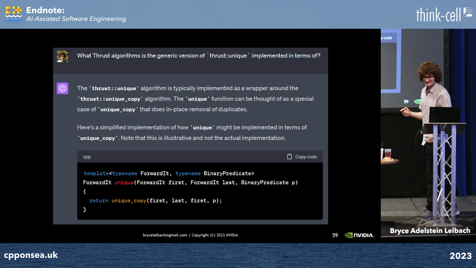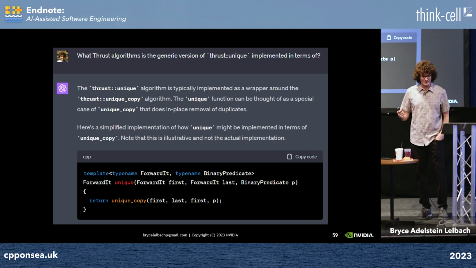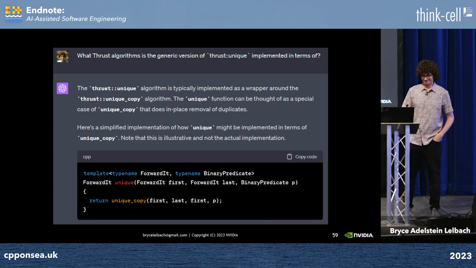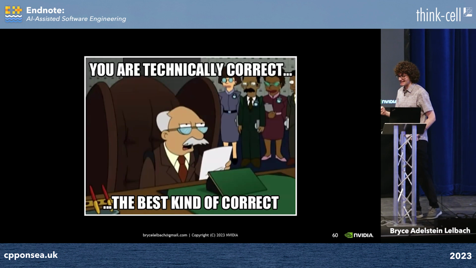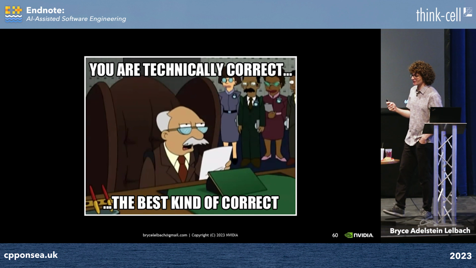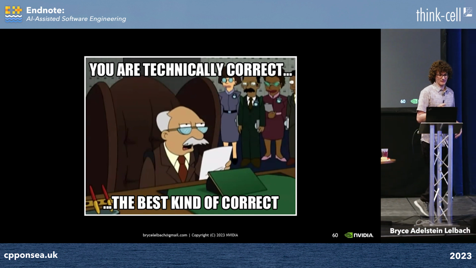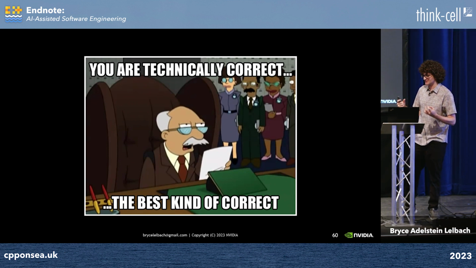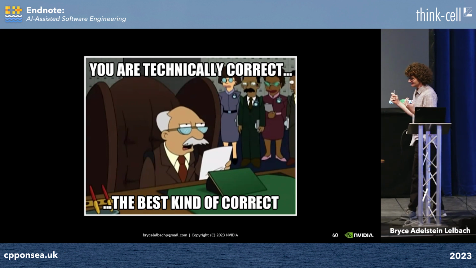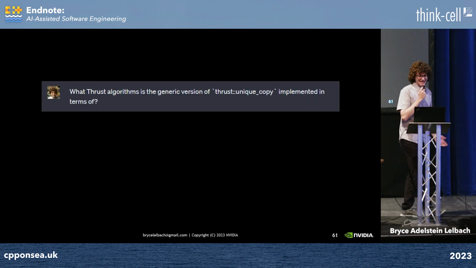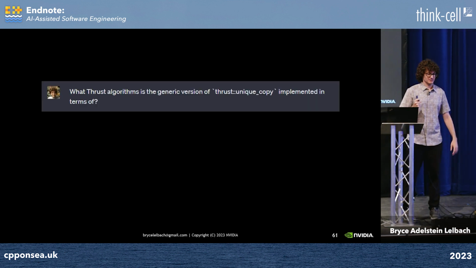But fortunately, I had nothing to fear because of course it told me that thrust unique is implemented in terms of unique copy. I mean, it's not wrong, but that's also not really the answer that I was looking for, right? Like I wanted to understand what underlying primitives it was using. Bad AI. All right, so let's ask it what unique copy is implemented in terms of. Fine.